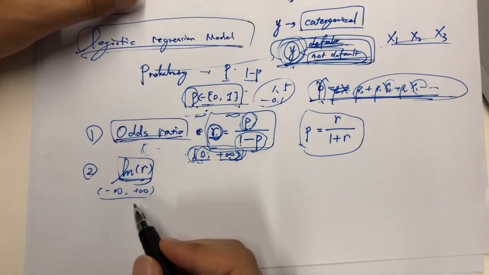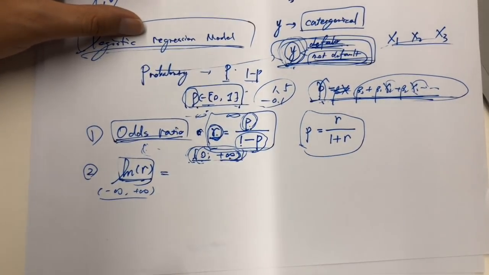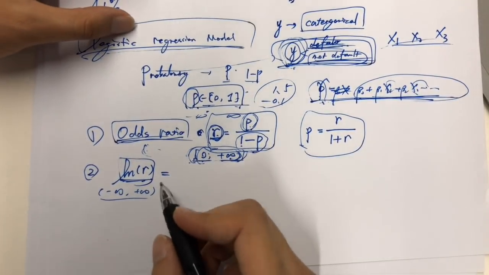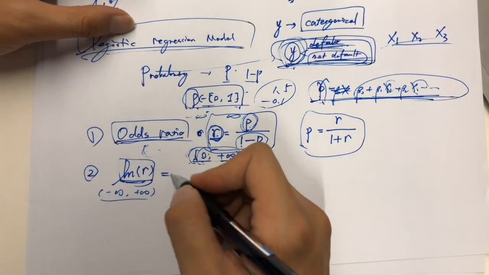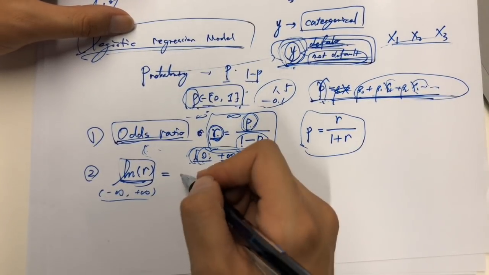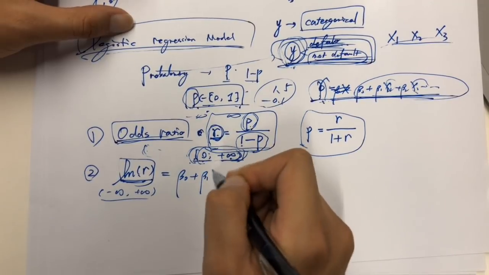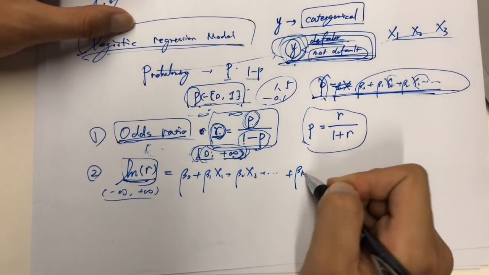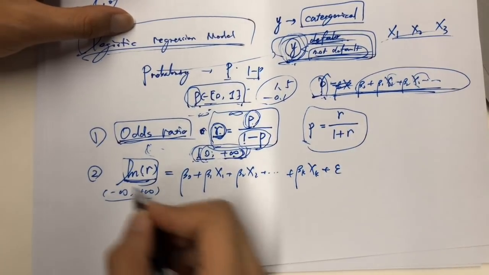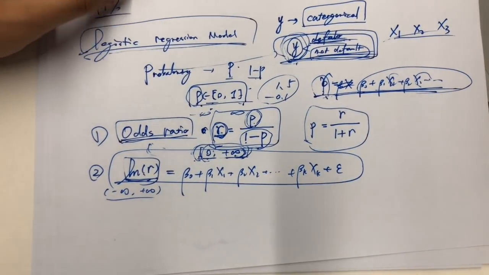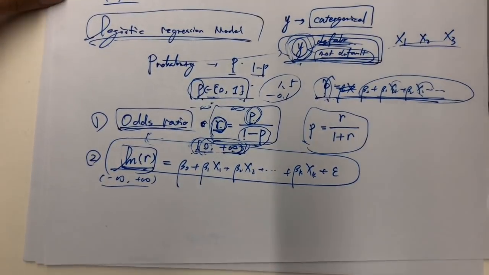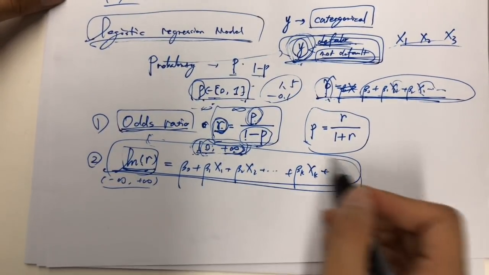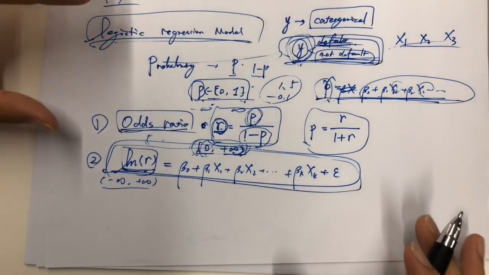So this is something we learned in high school. It's pretty simple. The logistic regression model is given by log of R, the odds of something, equals beta 0 plus beta 1 x1 plus beta 2 x2 plus and so on, plus beta k xk plus epsilon. This is our odds ratio, the logistic regression. Nothing different.